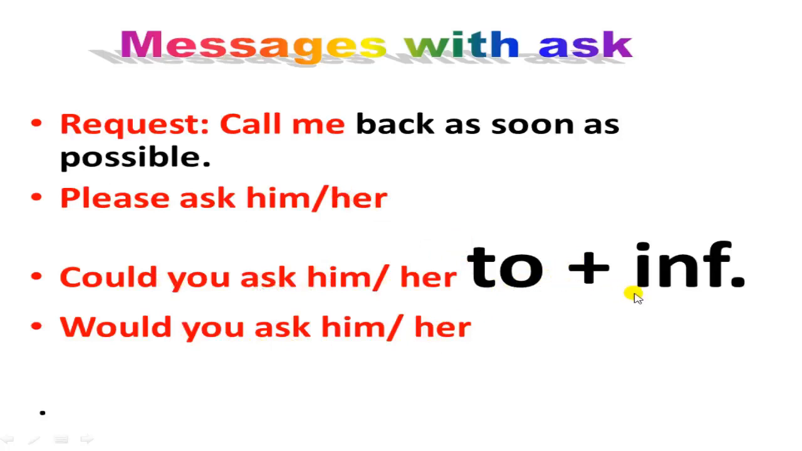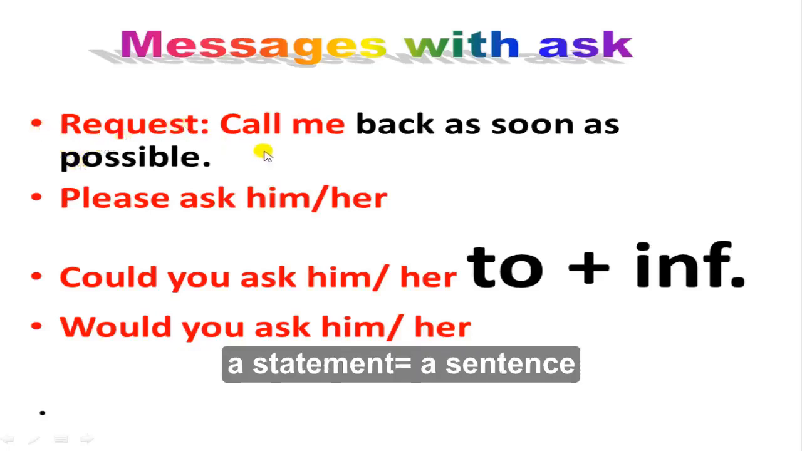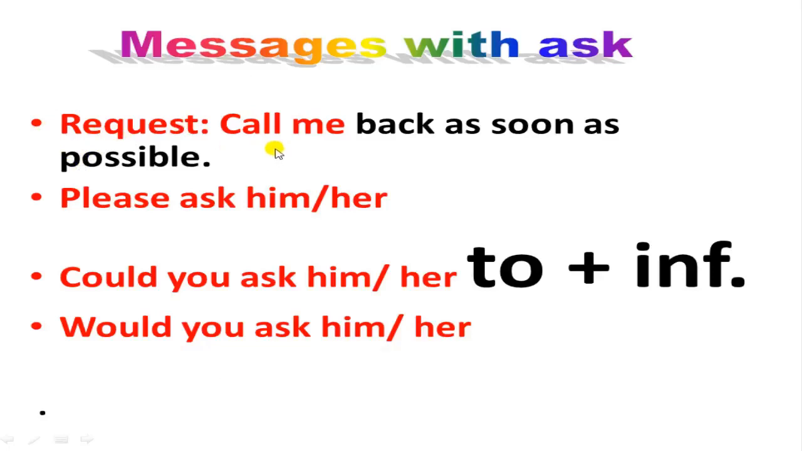How can we know that this is a statement or a request? For a statement, we have a sentence: subject, verb, object. But for a request, we start with a verb like call me, stand up, sit down, pay the money. This is a request. Pay for me. Answer the phone. This is a request. A request starts with a verb. A statement is a sentence with subject, verb, object. We use ask with a request, but we use tell with a statement, with a sentence.